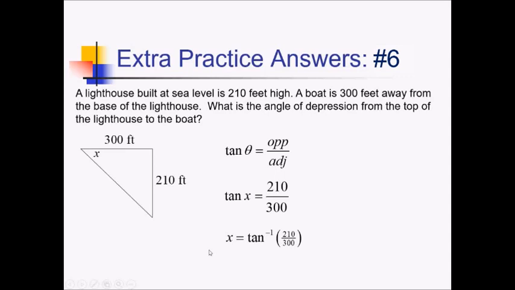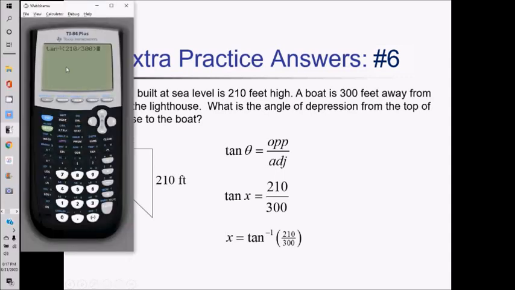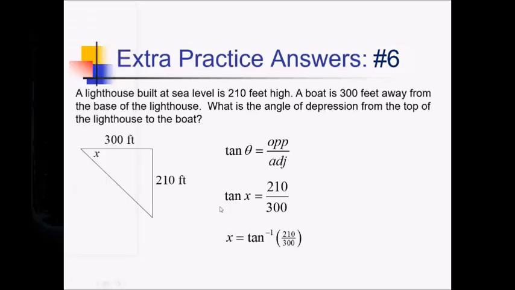Let me use the calculator for this. So on my calculator, I just did second tangent to get tan inverse, 210 over 300, and that's going to give us 34.99. So if I round it off to the nearest tenth, that's actually 35.0, and that is going to be in degrees.